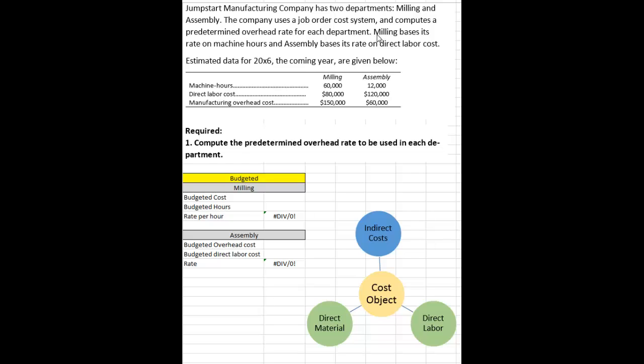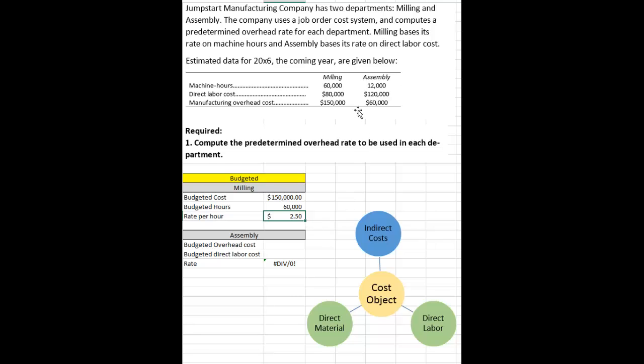And so the problem tells us milling bases its rate on machine hours. So we take that $150,000 of budgeted overhead and we spread that out over the budgeted machine hours of 60,000. So the rate per hour is the budgeted costs divided by budgeted hours. It's $2.50 of overhead allocated for every budgeted machine hour in the milling department.